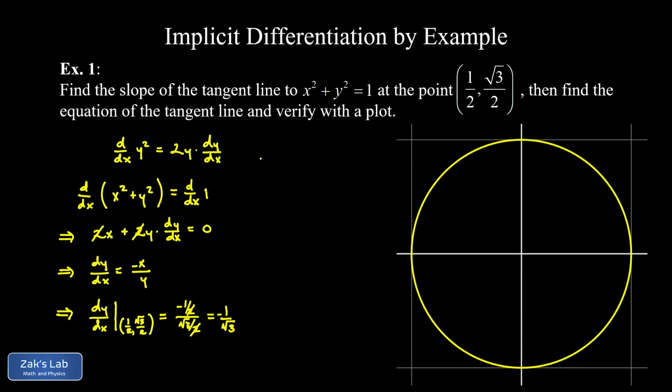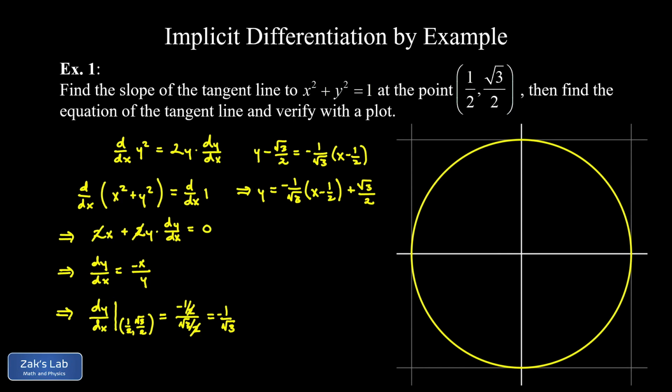Now I still want to find the equation of that tangent line, and we're going to use the point-slope formula for this. So I have y minus the known y coordinate, y minus root 3 over 2, is equal to the slope, negative 1 over root 3, times x minus the known x coordinate, which was 1/2. Then I can add root 3 over 2 to both sides, and that's a good enough form for our tangent line. So I get y equals negative 1 over root 3 times the quantity x minus 1/2, plus square root 3 over 2.